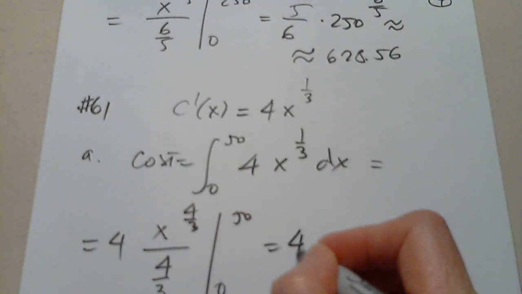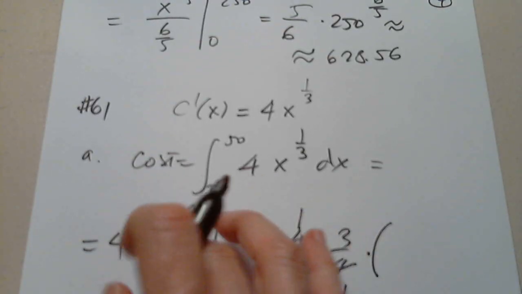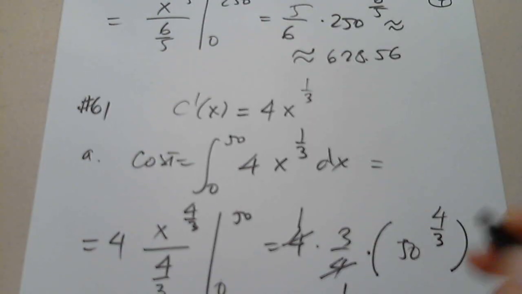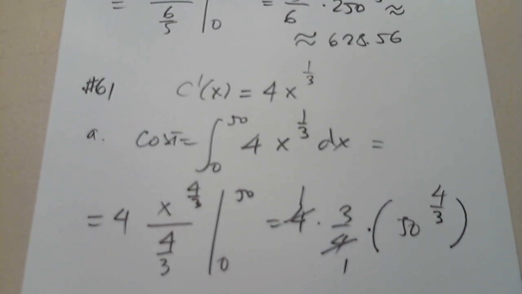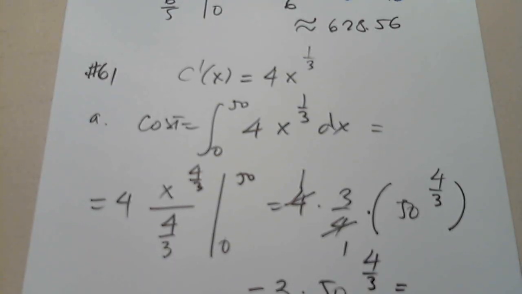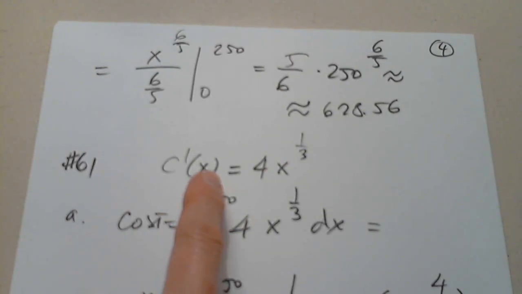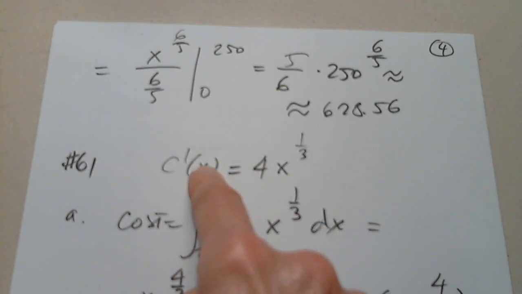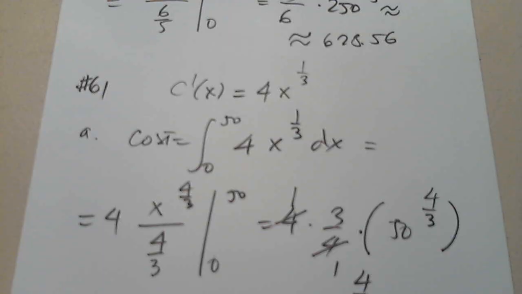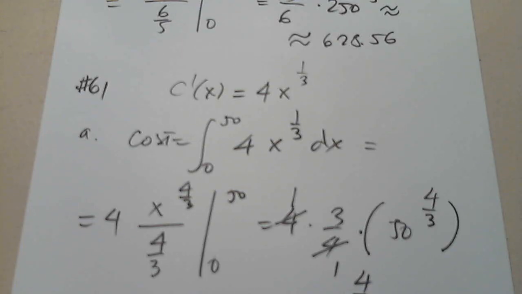So I have to flip 4 3/4. Luckily this goes away, times, when I plug in 50, 50 to 4/3, minus when I plug in 0, I get 0. So what I have to multiply is 3 times 50 to 4/3. To find the cost, this is the marginal cost, the derivative of the cost. To find the cost, I integrate the derivative. In other words, I find the area under this function to determine the total value. So after I calculate, then I will check with the calculator, with that feature.